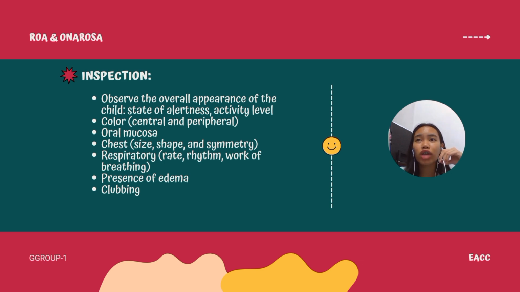Next is to inspect the chest, size, shape, and symmetry. Chest inspection allows you to see visible external signs of respiratory function; assess the front, back, and sides of the chest for any scars, wounds, or lesions. Then inspect the respiratory rate, rhythm, and work of breathing. Obtain the respiratory rate over a full minute and observe the breathing pattern, including the rhythm, effort, and use of accessory muscles. Then inspect for the presence of edema and clubbing. Clubbing is associated with lung cancer, lung infections, interstitial lung disease, cystic fibrosis, or cardiovascular diseases.